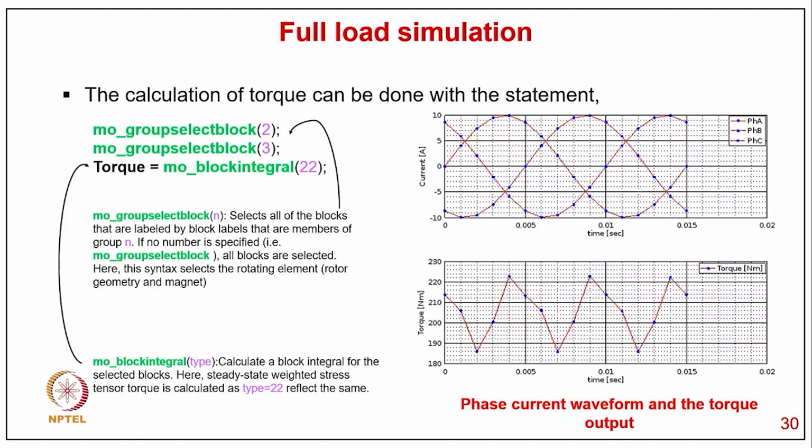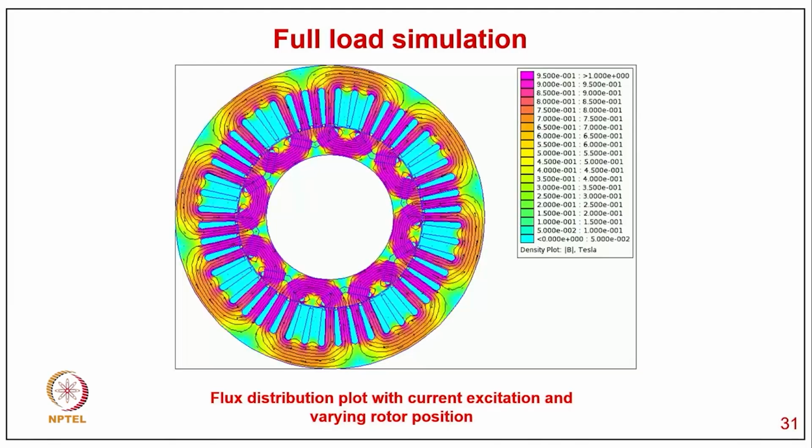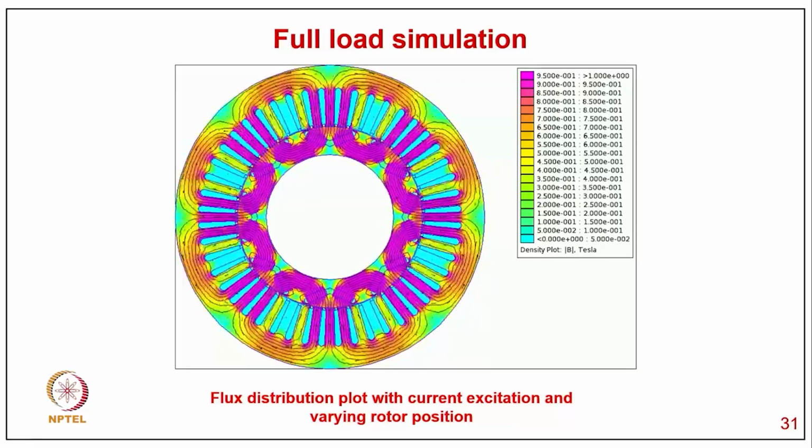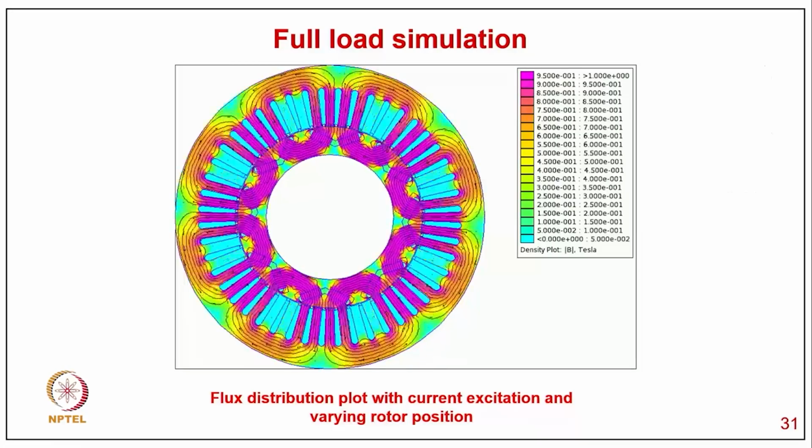And here you can see the phase current and the torque plot, typically from the simulation. Now this is the flux distribution plot with the current excitation and varying rotor position.